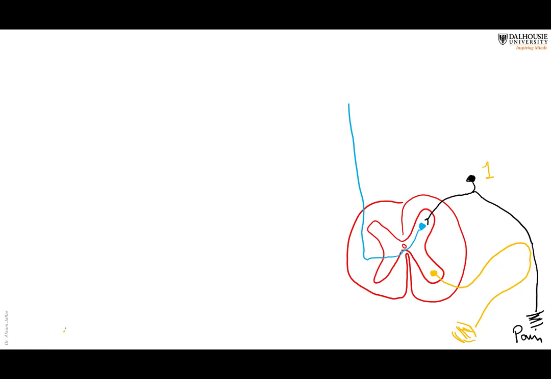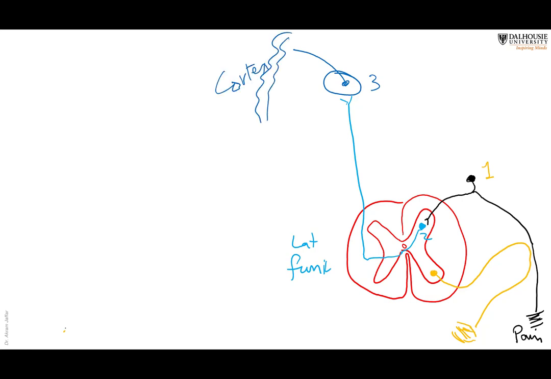So this is the white matter. This is what we call the lateral funiculus. Okay? And this will be the second order neuron. And this axon goes up and reaches the thalamus. Remember the thalamus here? The thalamus is the hub of all sensory impulses in the body. And so in the thalamus, we have the third order neuron, and the third order neuron will project to the cerebral cortex. This is what we call the third order neuron.